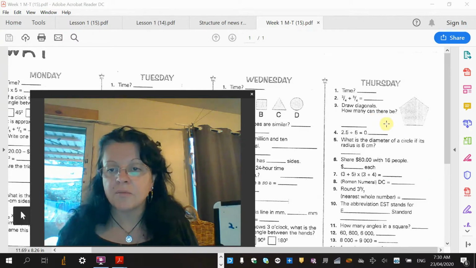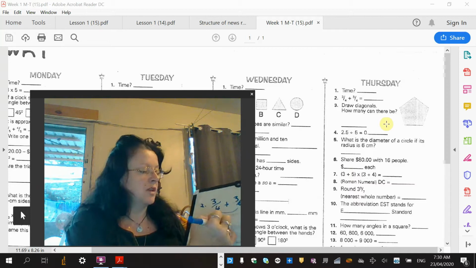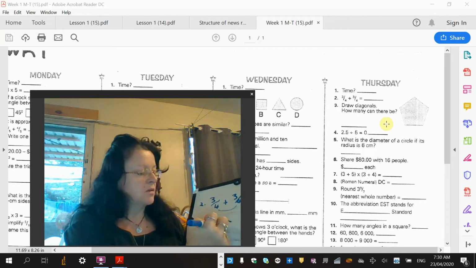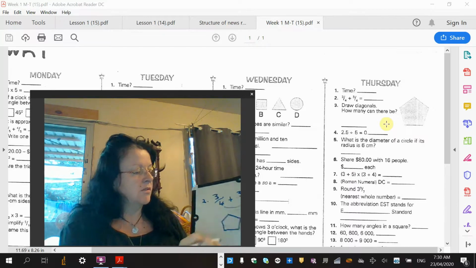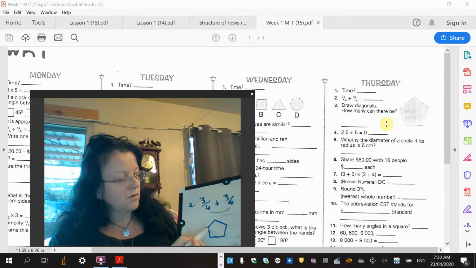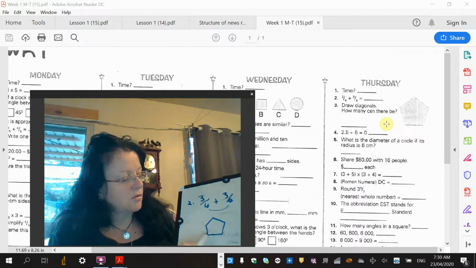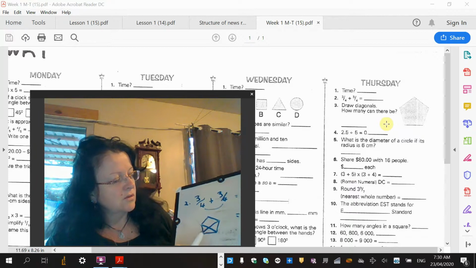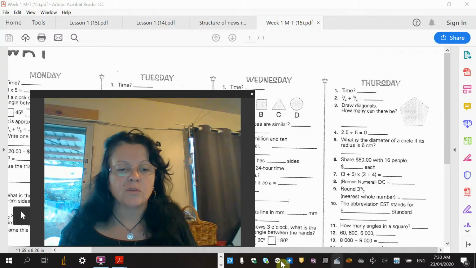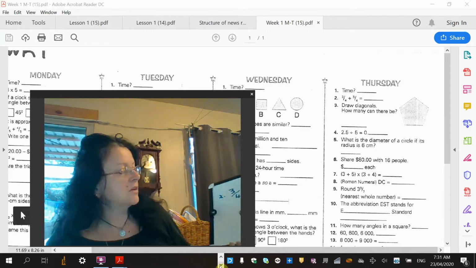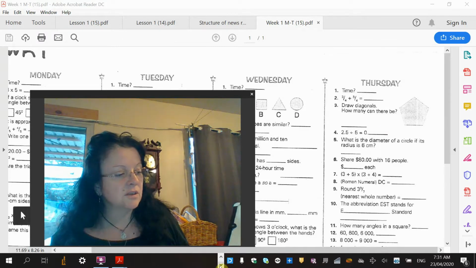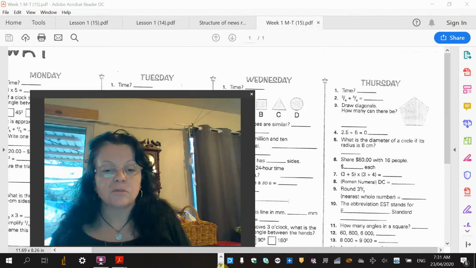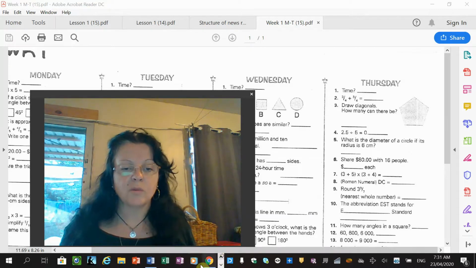Okay, number 3, how many diagonals can be drawn in a pentagon? That's 5 sides. And they don't have to be symmetrical, okay? They're just diagonal lines. I can't see any more. I might Google it just to make sure. They're only how many diagonal lines I can see. Let's have a look. Good old Google, where would we be without it?